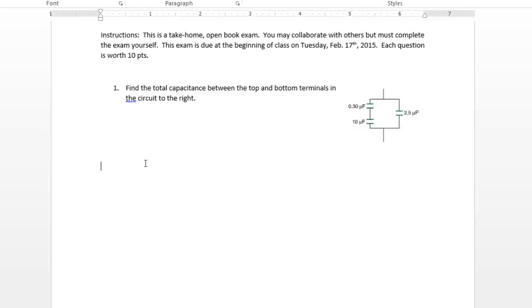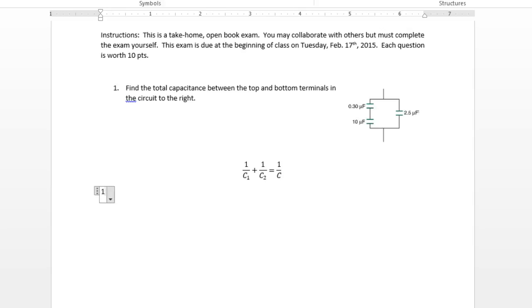This is exam one, problem one, solution. Here we have a circuit with several capacitors in it, and we're going to determine the total capacitance. Well, the first two are in series, and capacitors in series add inversely. So the formula we need is this one, where the capacitors in series add inversely.